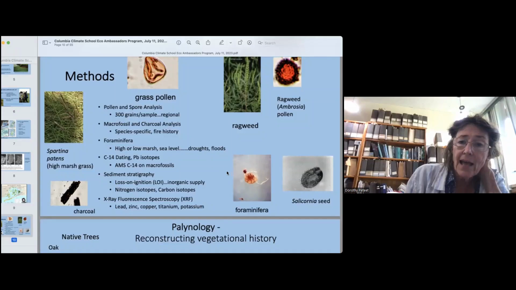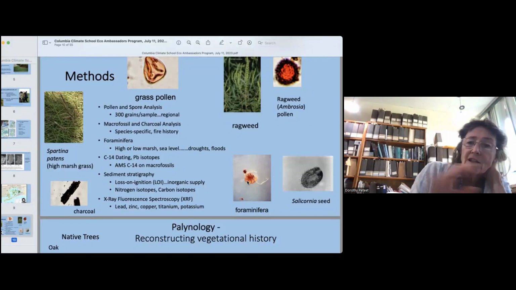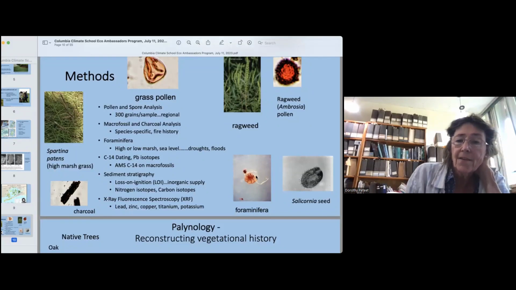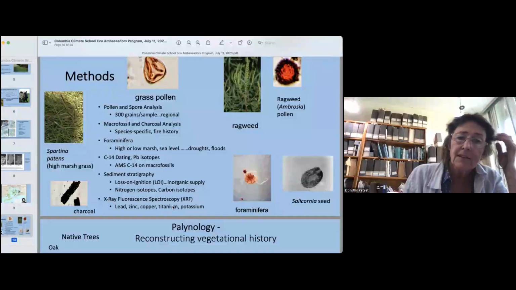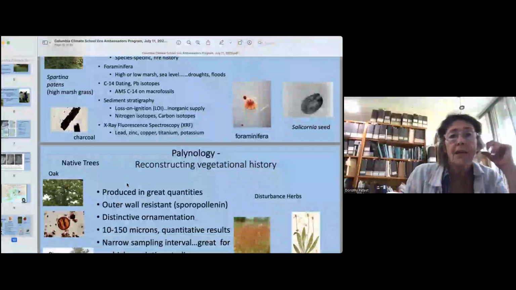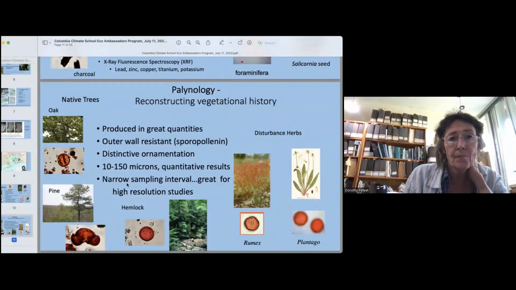Then we have little one-celled animals called foraminifera, which tell us how high in the marsh, in terms of sea level rise, the area is. Then here's a seed of a plant, Salicornia, which grows out on the marsh, that we can date and get the age. And we can also get a lot of other information, like the heavy metals, I'll show you, and how much carbon by burning it. And we can get charcoal as well.